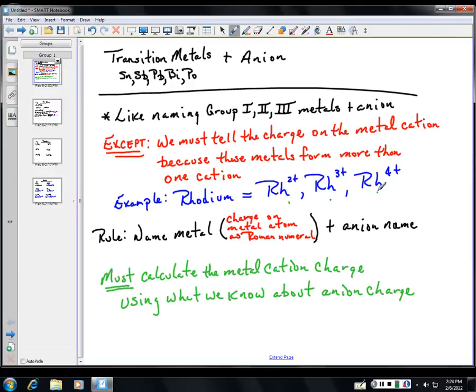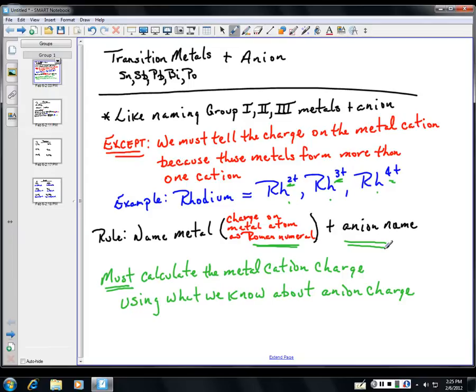So if we had a rhodium compound, we would have to name it rhodium 2 or rhodium 3 or rhodium 4, and then whatever the anion's name was. We're going to use a Roman numeral to designate the 2, the 3, or the 4, or whatever charge is on our metal. Now, here's where we've got to do a little work. We have to calculate the metal cation charge. The way we're going to do that is start with something we know, which is the charge on the anion, and therefore we can back calculate what the charge on the metal has to be.